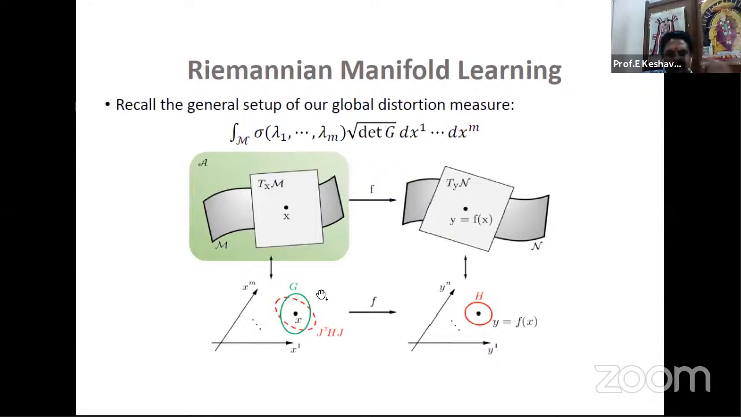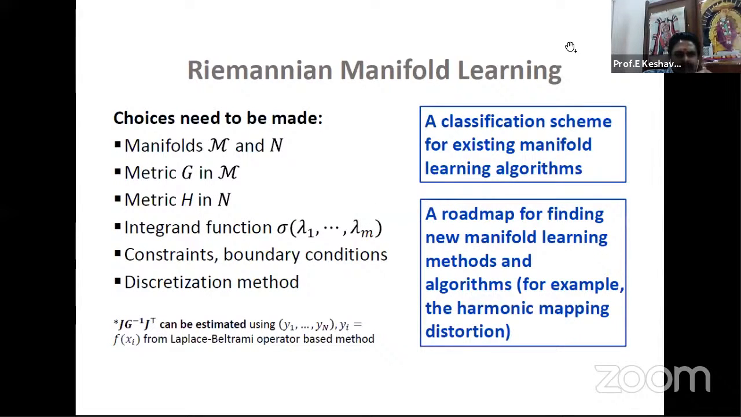This diagram I have already shown in the previous slide also. This comes from this one and this comes from this one. Or if you have this one, you can go to this manifold, and from this one you can go to this manifold. What choices need to be made? Manifold M and N, metric G in M, metric H in N, integrand functions, constraints, boundary condition, discretization method. These are all things we are going to learn in this Riemannian manifold learning, and there should be a roadmap for this.